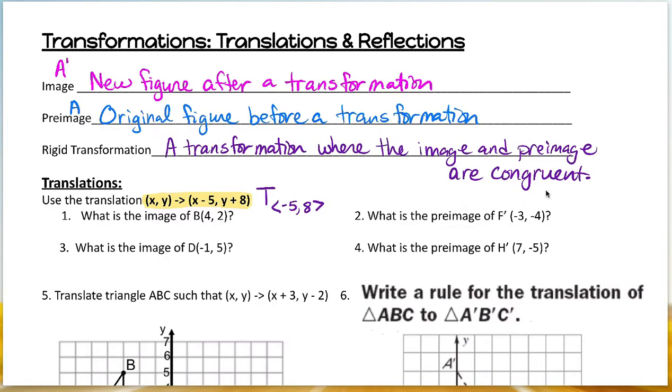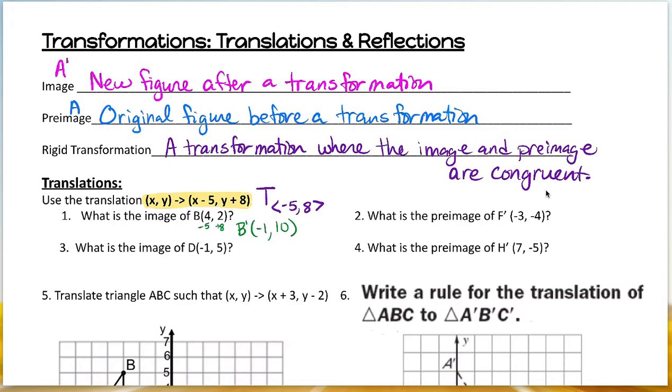So we have some sample questions here. I'm just going to do the first 2 for practice. What is the image of B, which is at 4, 2, and we are using the translation rule that is highlighted above there. So if we want the image, we want the new one, we want to apply the rule as it is, which means we're going to subtract 5 from the x and add 8 to the y. So if I take the x value there, and I subtract 5 from the x and add 8 to the y, that will give me my B prime, my image, my new point. And 4 minus 5 is -1, and 2 plus 8 is 10.